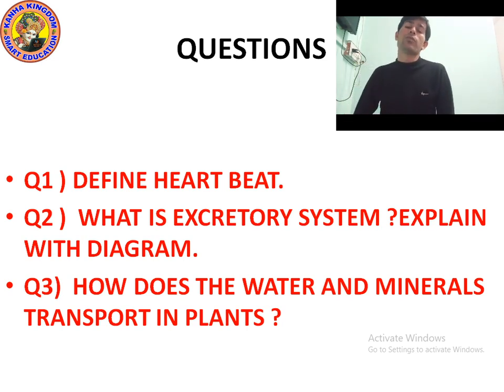So in this way, the transportation of water and mineral occurs, and then it reaches all parts of the plant, into the leaves, branches, through the different small vessels. Okay, now the chapter is over.